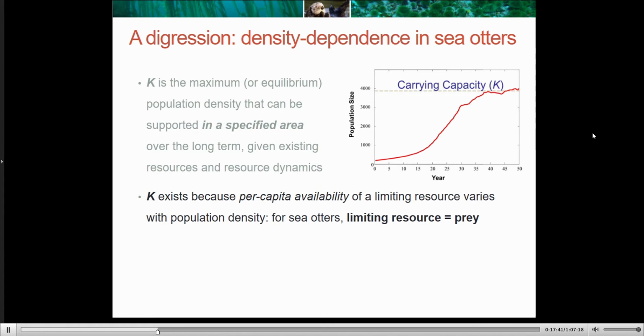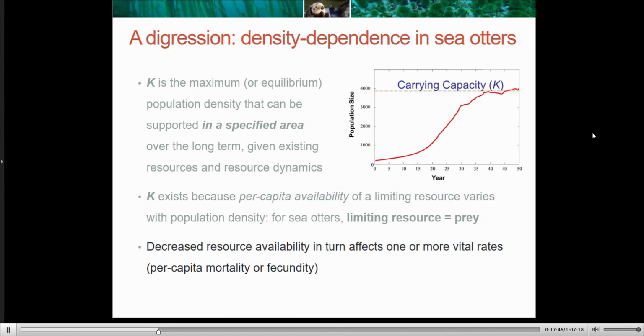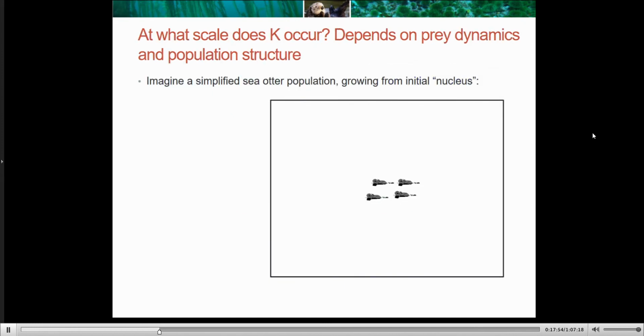And reductions in that high quality prey are what lead to density dependent responses. And one or more vital rates, of course, varies. It's not reproductive rates. Those are constant for sea otters. It's actually mortality rates. And then the population growth slows and they reach carrying capacity. So this question then, at what scale does K occur? I want you to imagine a simplified sea otter population. This might be the California population growing from an initial nucleus.